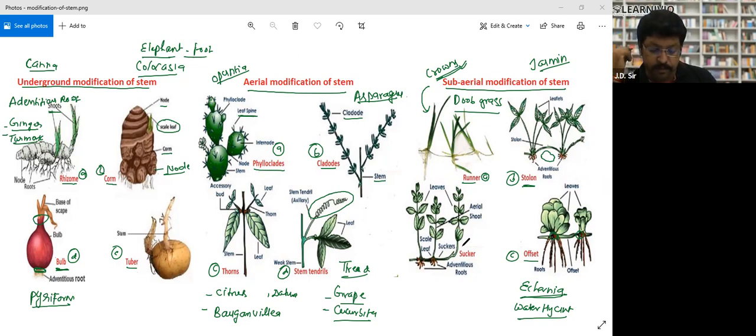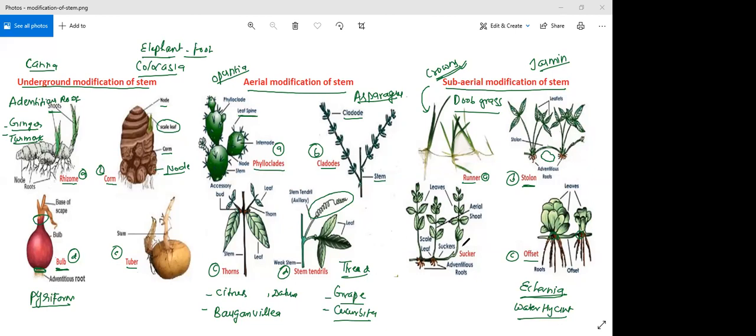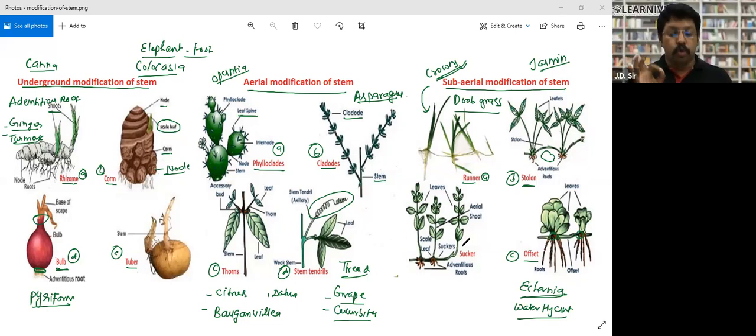They have a rosette shaped plant at each node. Every node bears a rosette shaped plant. Example, ecornia or water hyacinth.